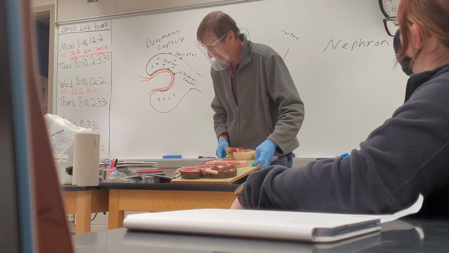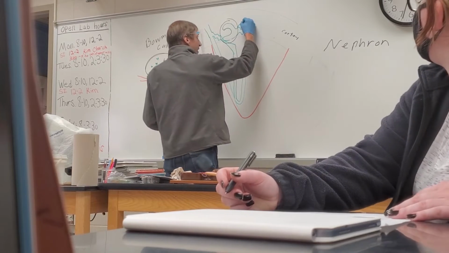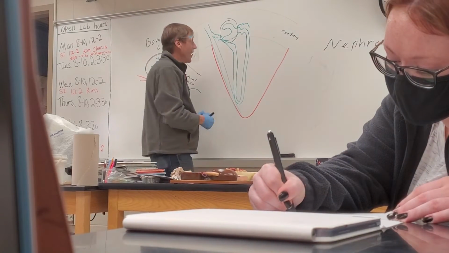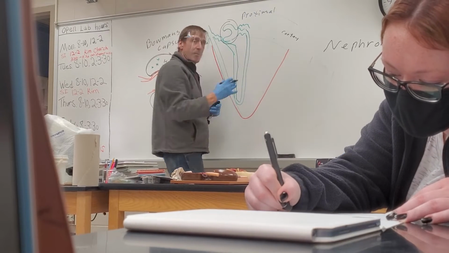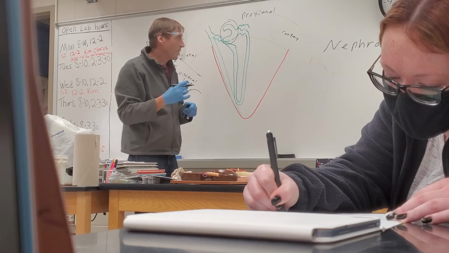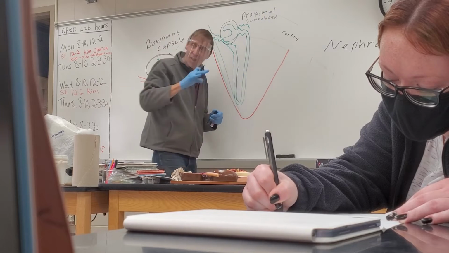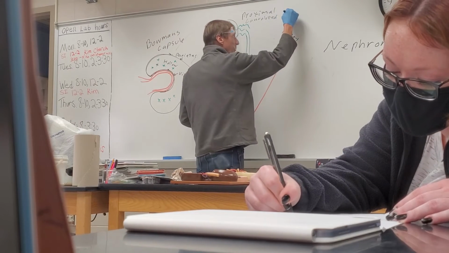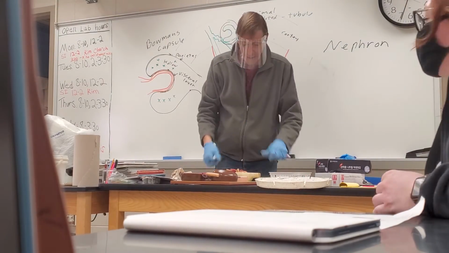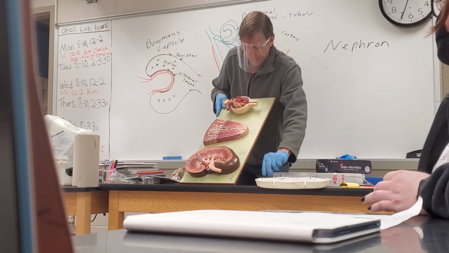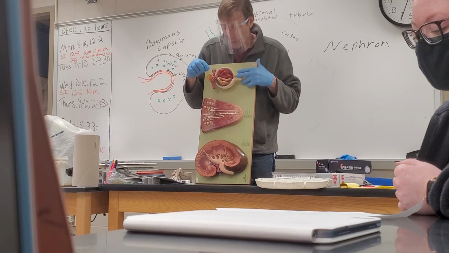This tube, which is this one right here, is referred to as the proximal, because it's closest to the Bowman's capsule, that's proximal. Convoluted, because it's all twisted up, and it's a tubule. So that's this part right here. So on the diagram, if this is a Bowman's capsule, then this tube leading out is part of the proximal convoluted tubule.